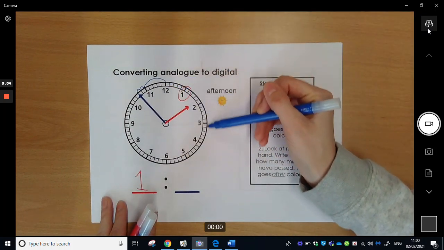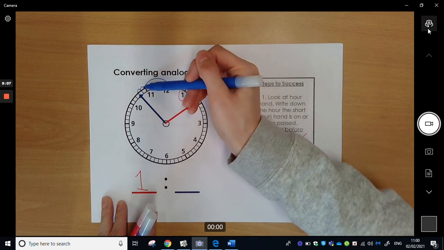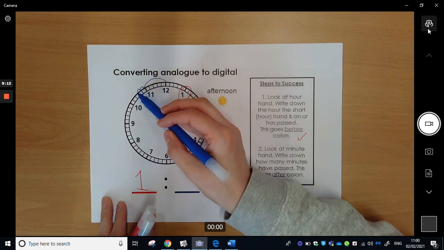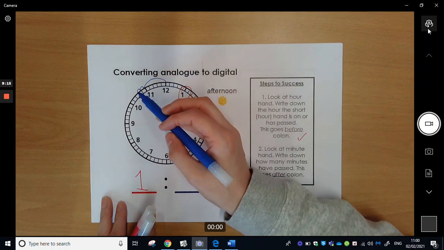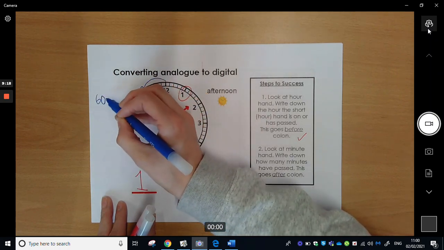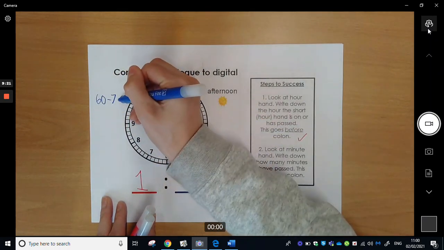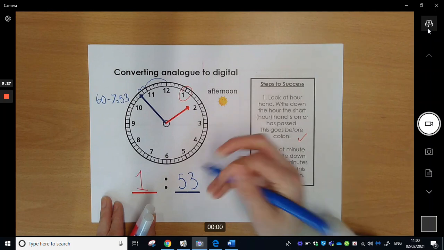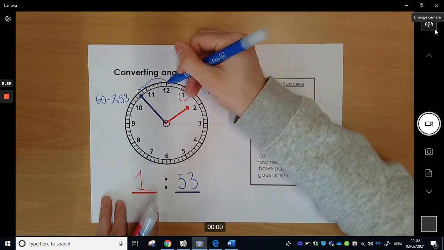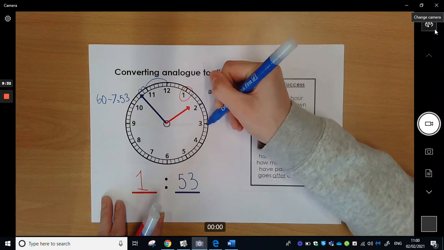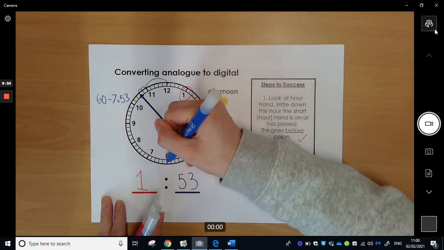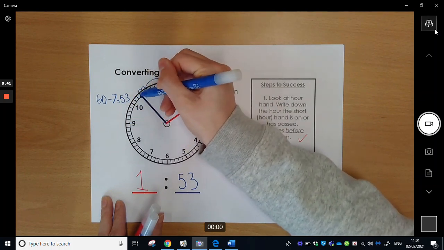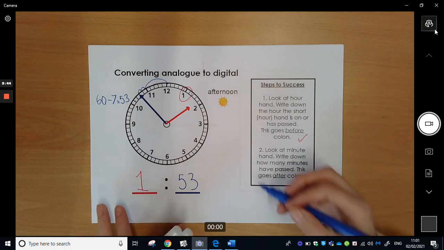It's absolutely fine if you want to count all the way around. Or I can subtract how many minutes are left from 60. So I'm going to do, there are 5, 6, 7 minutes left until the hour. So if I do 60, take away 7, hopefully you can do that in your head, would equal 53. So there must be 53 minutes past the hour. Now I'm just going to check that by counting around my clock. 5, 10, 15, 20, 25, 30, 35, 40, 45, 50, 51, 52, 53. Okay, so you can do either way at home. You can choose what you want to do.